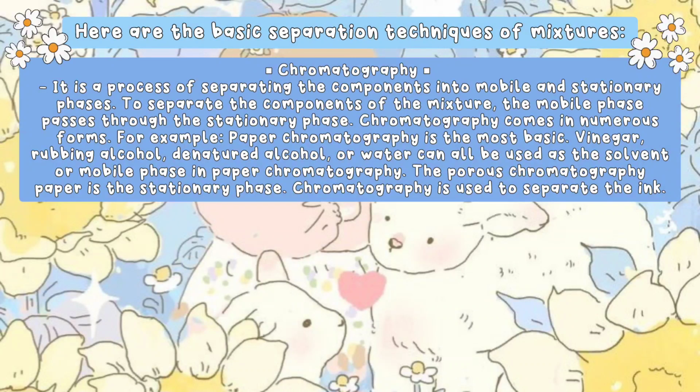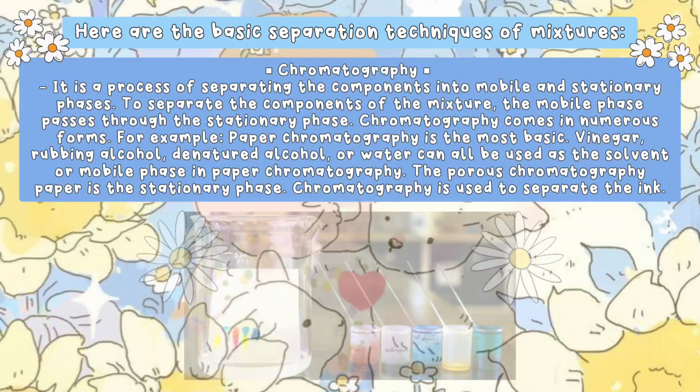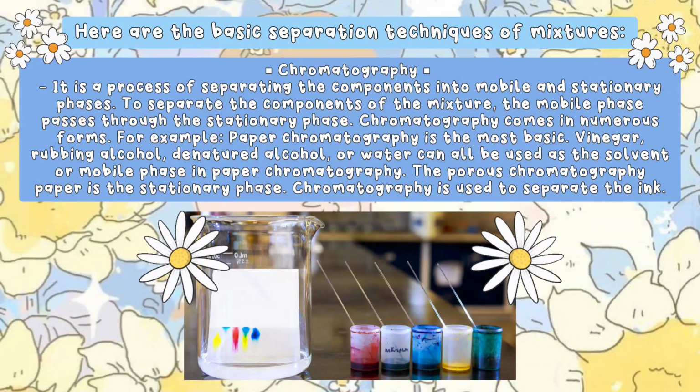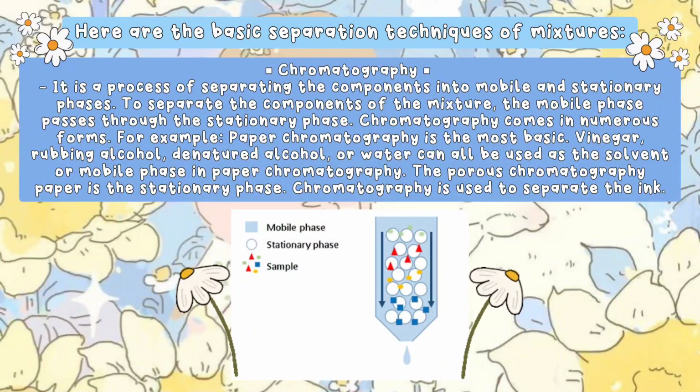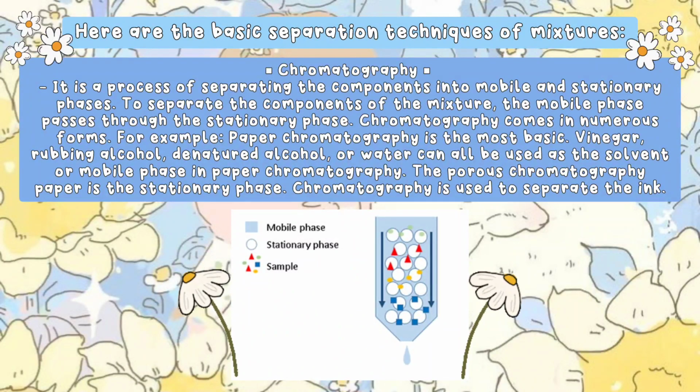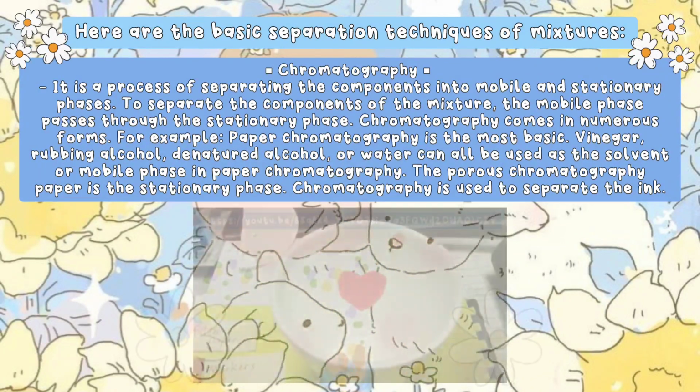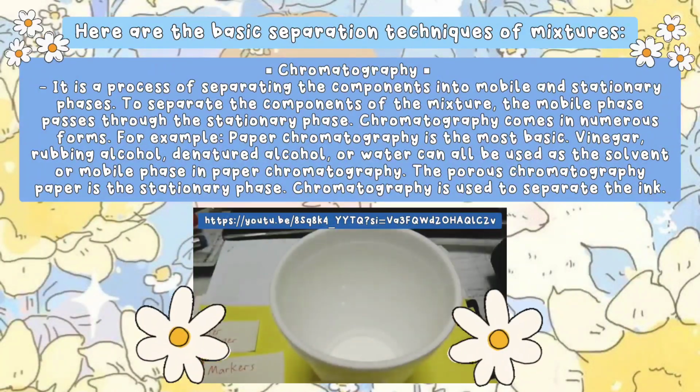Chromatography. It is a process of separating the components into mobile and stationary phases. To separate the components of the mixture, the mobile phase passes through the stationary phase. Chromatography comes in numerous forms. For example, paper chromatography is the most basic.